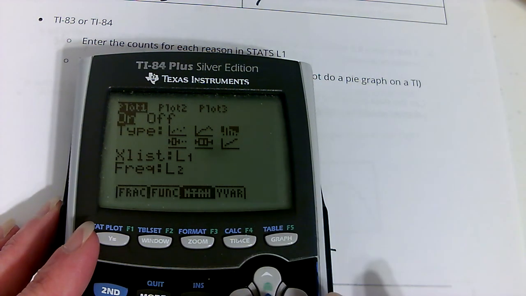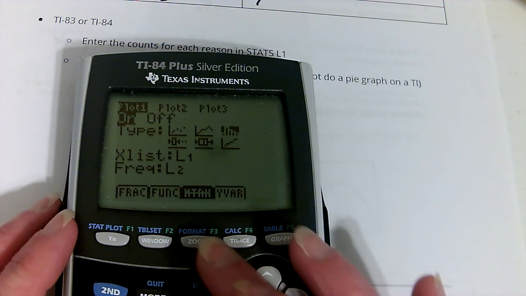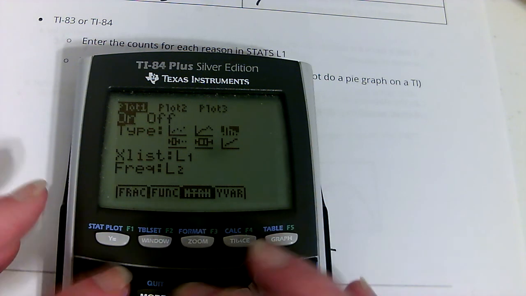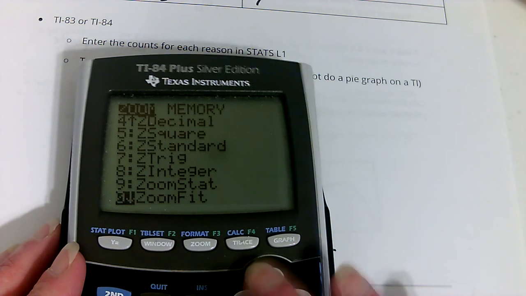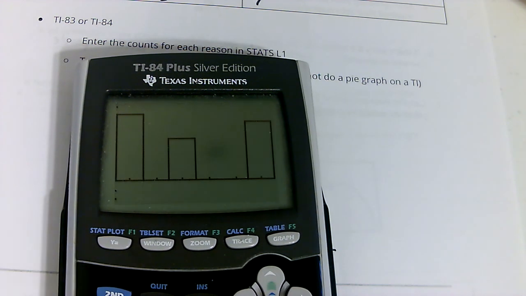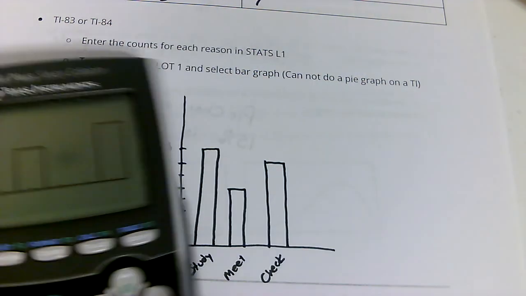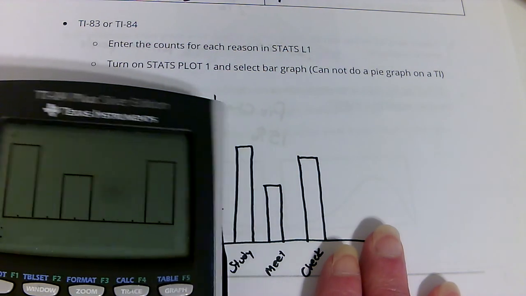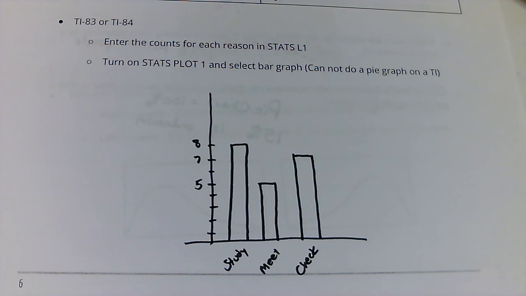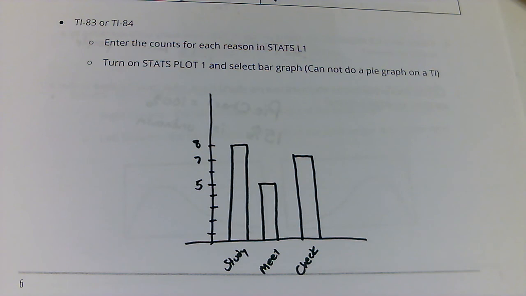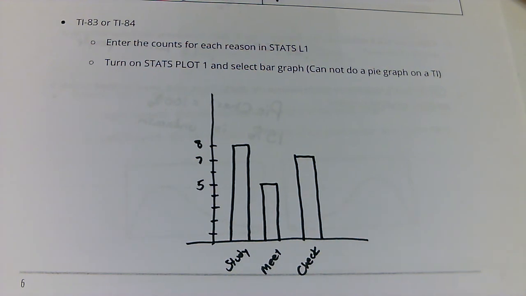Now I'm going to press zoom. Oops. Well, not right now. Hold on. Zoom. And then I'm going to go down to zoom stat just to make sure my window is exactly what it needs to be. And I get a graph that looks very similar to what we did here. Now for qualitative data, I find graphing them by hand is actually easier than trying to put it in a calculator. You noticed I even messed up trying to put it in the calculator because it is easier to do by hand.